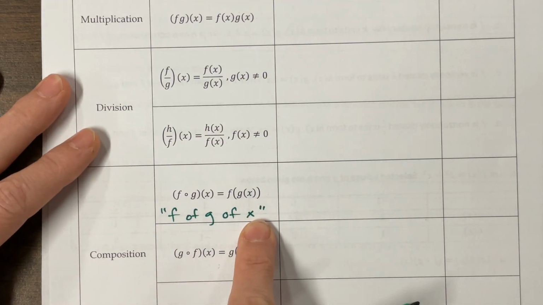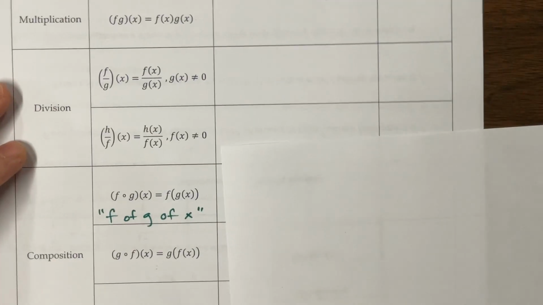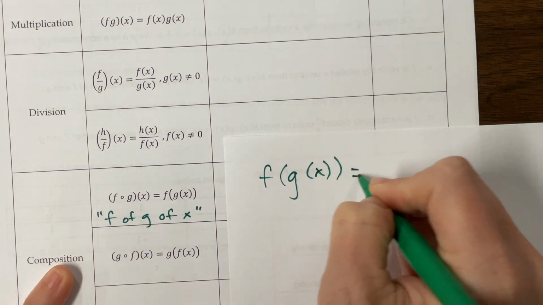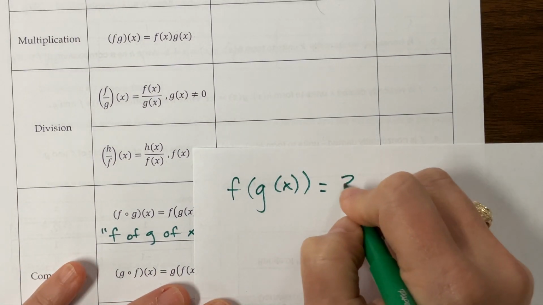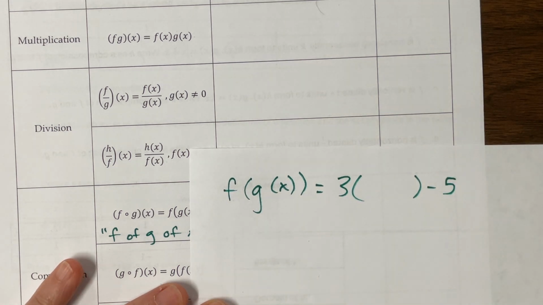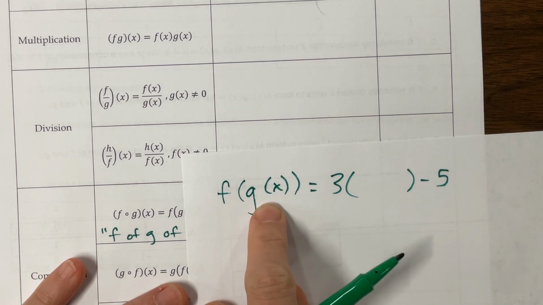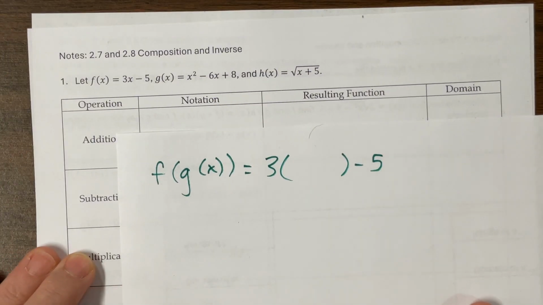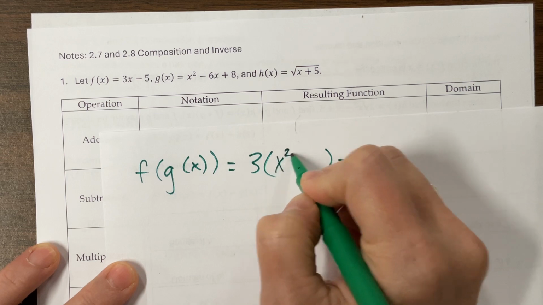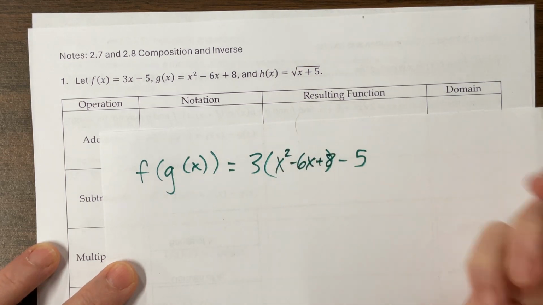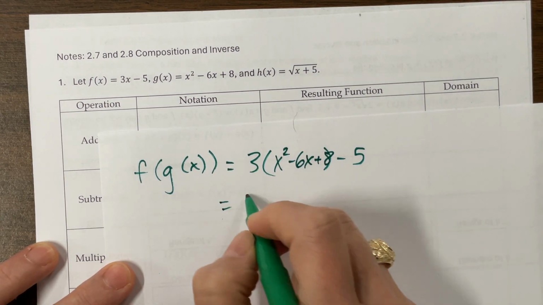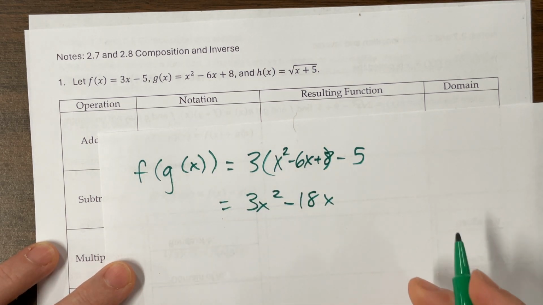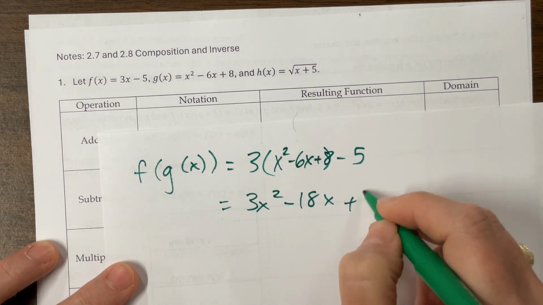It's f of g of x, and so what we'll do is we'll come along here, and f of g of x means we write out our function f, which was 3 times something minus 5. Well, what is that something that we're putting in for x? Well, we're now putting in g for x. Let's look back up here. G is x squared minus 6x plus 8. Pretend I gave myself enough space. I see 3x squared minus 18x. This will be plus 24 minus 5. 24 minus 5 is plus 19.